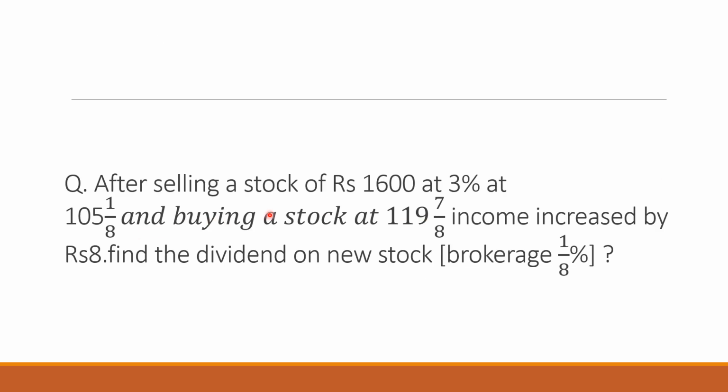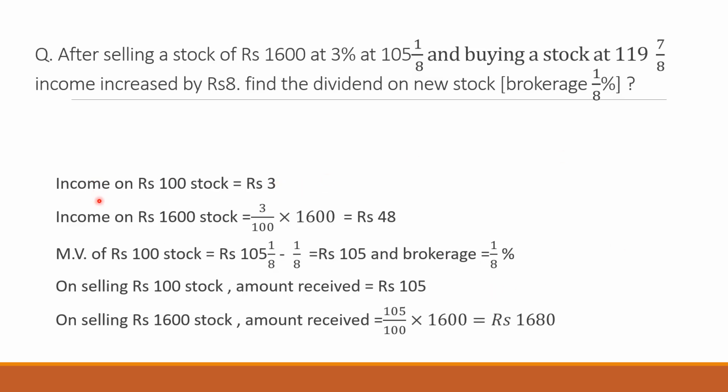Next question. After selling a stock of 1600 at 3% at 105 1 upon 8 and buying the stock at 119 7 upon 8, income increased by rupees 8. Calculate the dividend on the new stock and the brokerage given is 1 upon 8%. So how will you solve this question? First of all, income on rupees 100 stock is rupees 3. Now income on 1600 stock is 3 upon 100 into 1600, which is rupees 48. Right? Now market value of 100 stock is 105 1 upon 8, and you minus the brokerage from here and you get 105 because the brokerage given is 1 upon 8%.